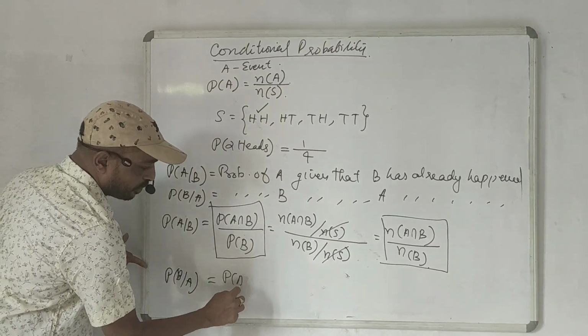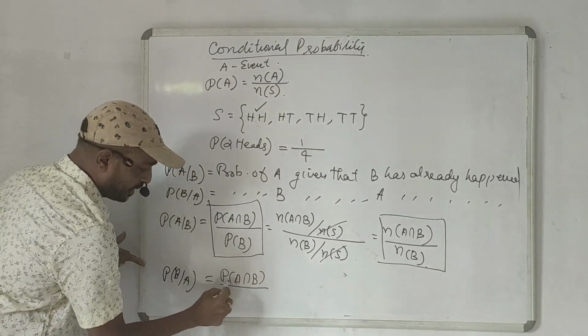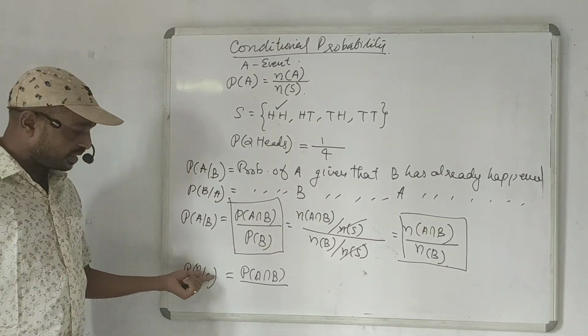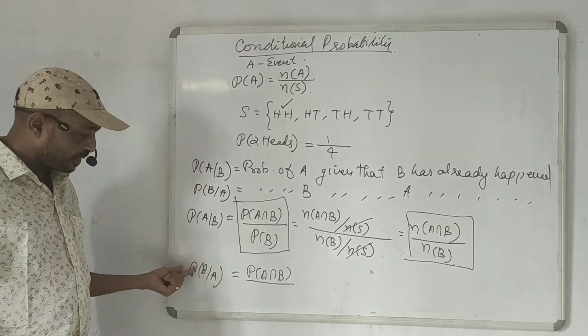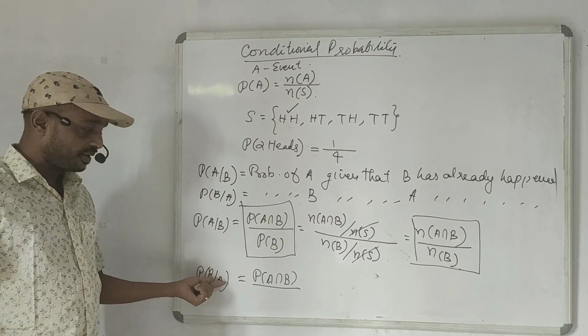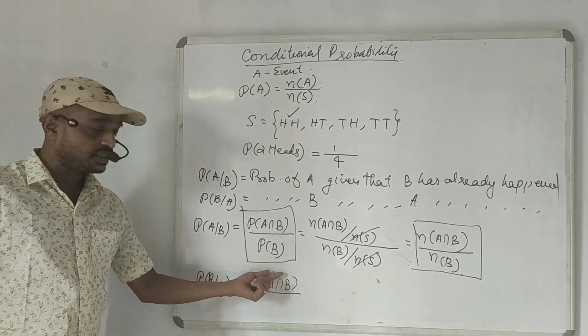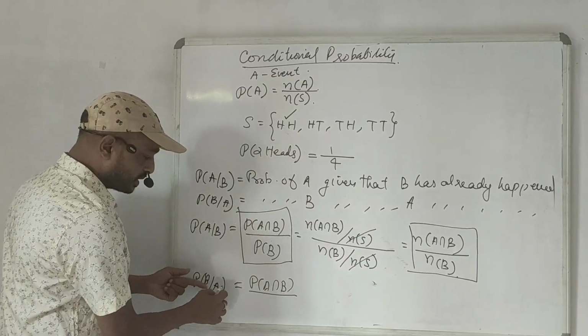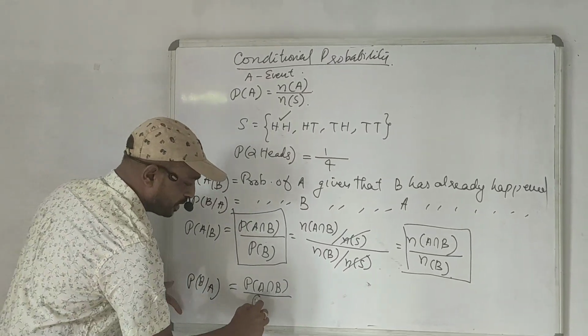It is P of A intersection B divided by... So here what is the rule? Just take the intersection of these two events. So P of B intersection A. B intersection A is nothing but A intersection B, divided by, in the denominator, we have the probability of the second event, P of A.